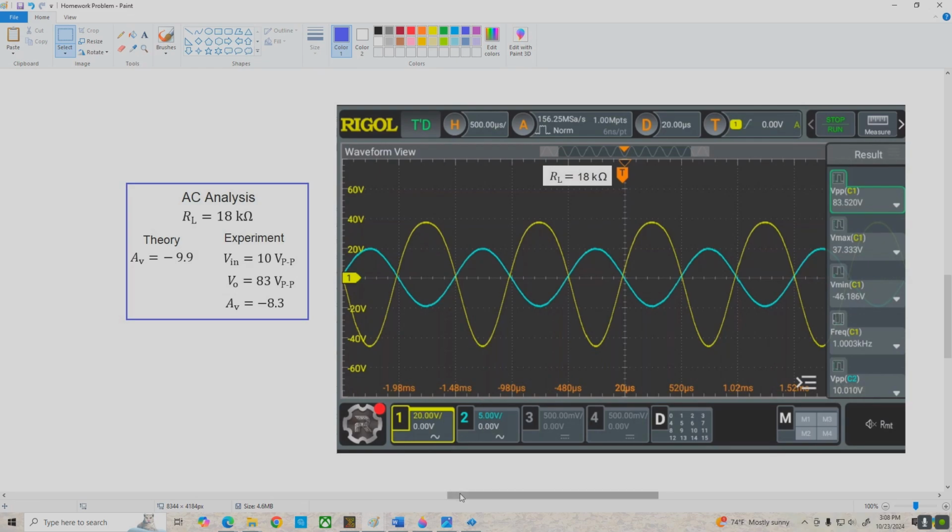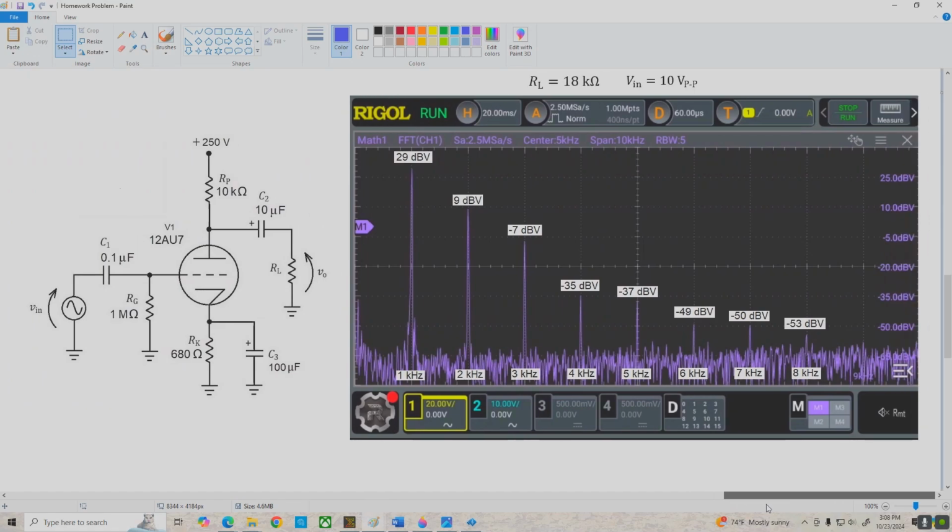Now, I also did a spectrum analysis on the output, and these are the results I got. As you can see, we're getting a lot of both even and odd harmonics coming up in the output signal here. And again, the scope is expressing the output here in dBV. That's decibels referred to 1 volt RMS. So our fundamental is 29 dBV. The second harmonic is 9 dBV. The third harmonic is -7 dBV, and so on.